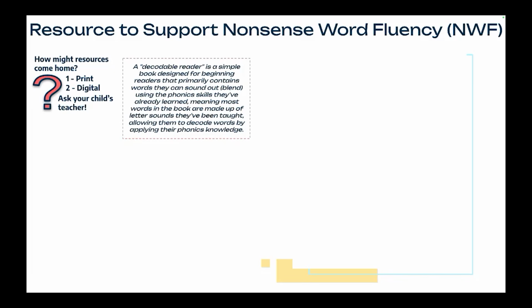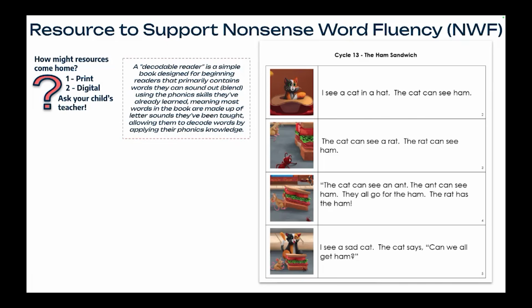For kindergarten at home, you can use Decodable Readers. A Decodable Reader is a simple book designed for beginning readers that primarily contains words they can sound out, or we also say blend, using the phonics skills they've already learned, meaning most words in the book are made up of letter sounds they've been taught, allowing them to decode words by applying their phonics knowledge. Here's what a decodable reader looks like.